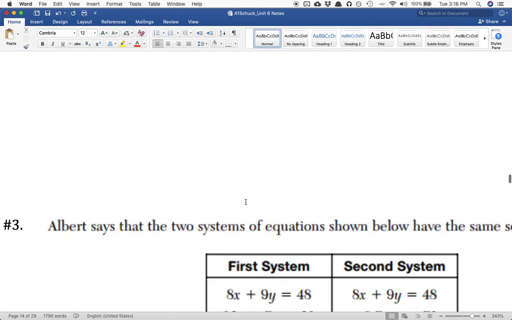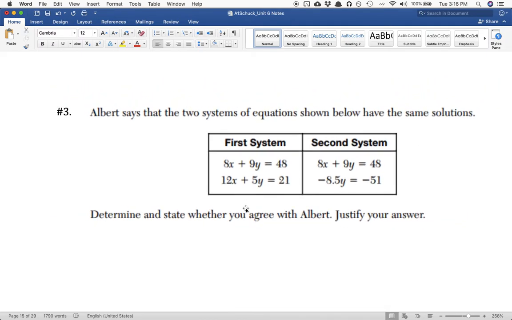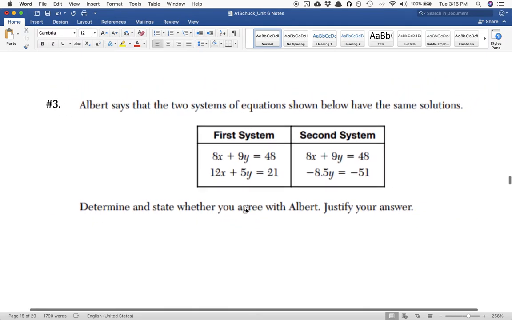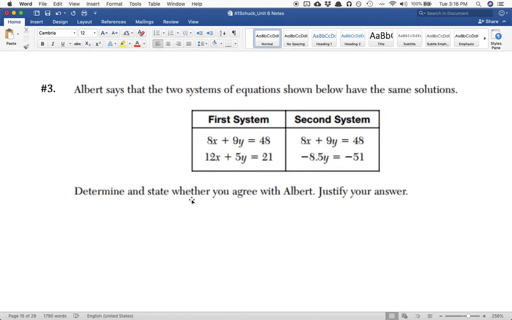All right. Choice number 3, question number 3. Albert says that the two systems of equations below have the same solutions. Determine and state whether you agree with Albert, and then justify your answer. So, let's see. They've got this and that.